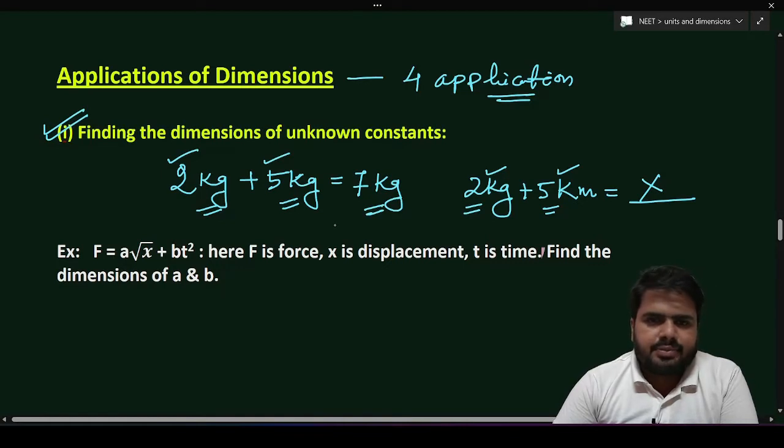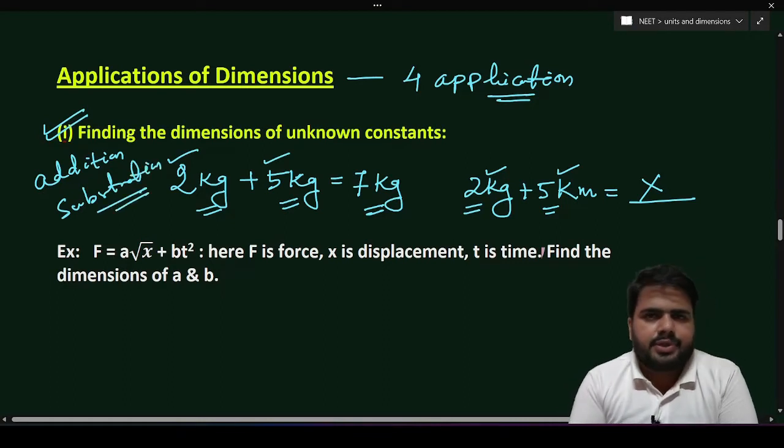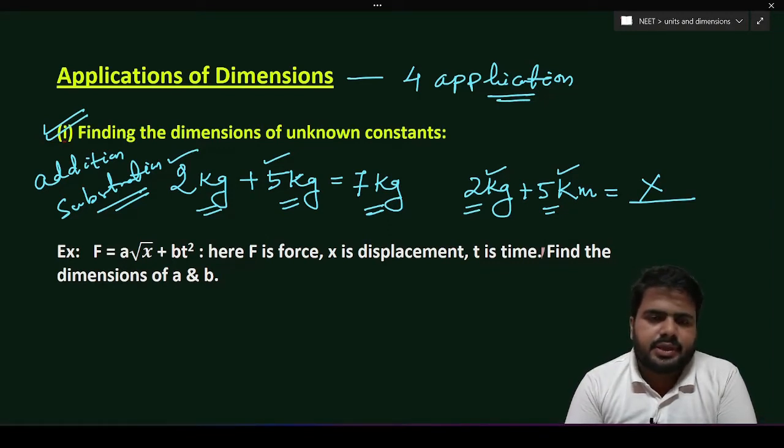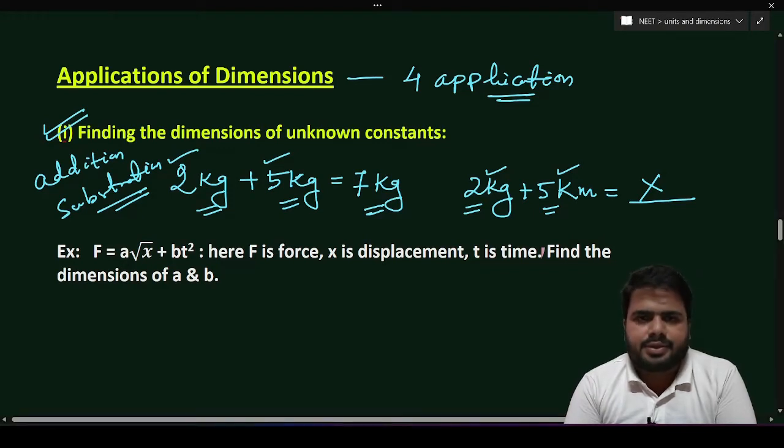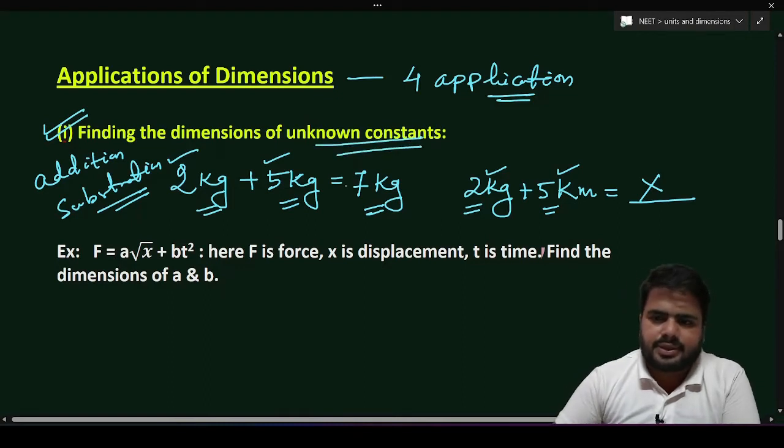So what is the logic behind this? Whether in case of addition or in case of subtraction, they must belong to the same dimensions. If they belong to different dimensions, you cannot add or subtract them. This is the main logic behind this. We will apply the same logic to find the dimension of unknown constants. That is the first application we are going to discuss now.